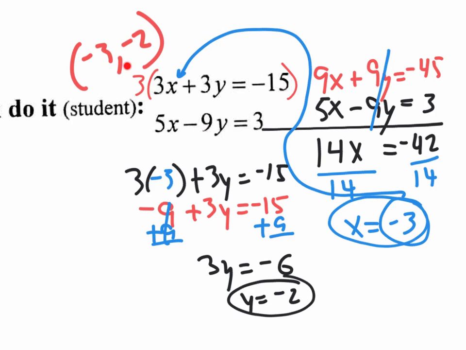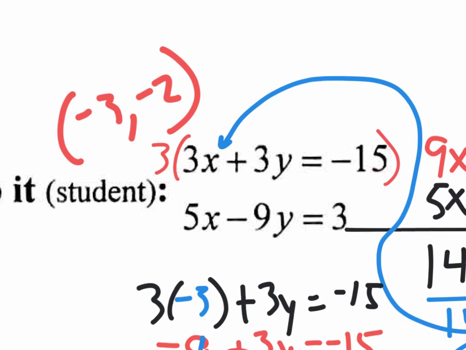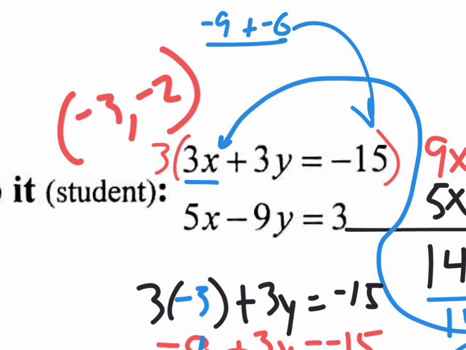If I plug in a negative 3 right here and a negative 2 right here, you could jot down some numbers if you wanted to double check it. So instead of 3 times x, it's going to be 3 times negative 3, that's negative 9. And over here, instead of 3 times y, 3 times negative 2, that's going to be a plus negative 6. Now, if I add negative 9 plus 6, do I get that negative 15? Yes, okay, so I double checked it. The top one, check, it works.